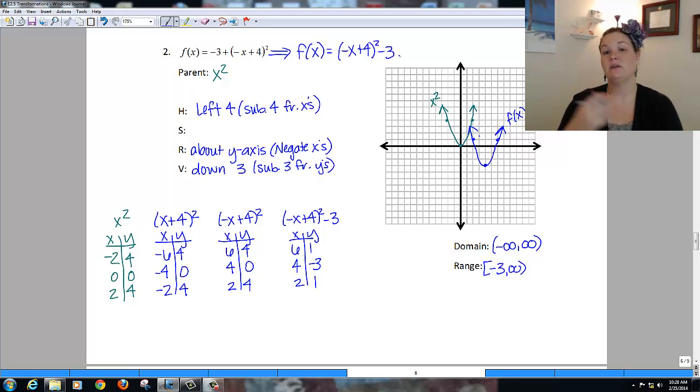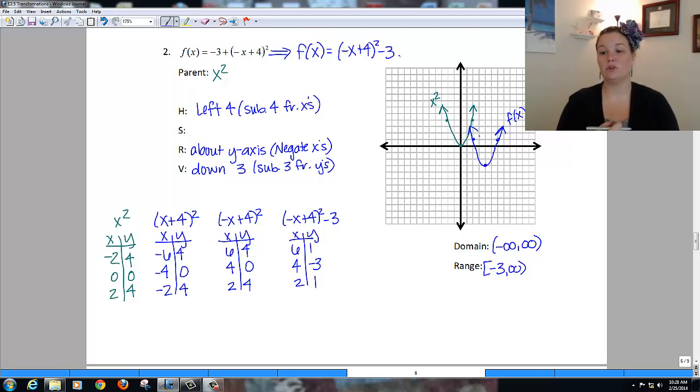And then the minus 3 outside the function tells me that I'm going to do vertical shift down 3 units. Okay, so I made my original parent table. My next table, I subtract 4 from my x's. Next table, we negate our x's to flip it about the y-axis. And then our last table, we subtract 3 from our y's to move it down.